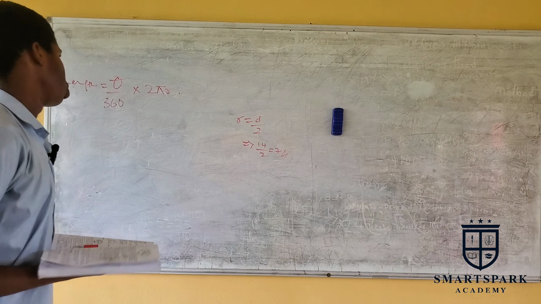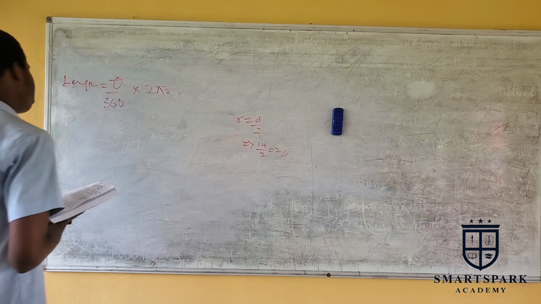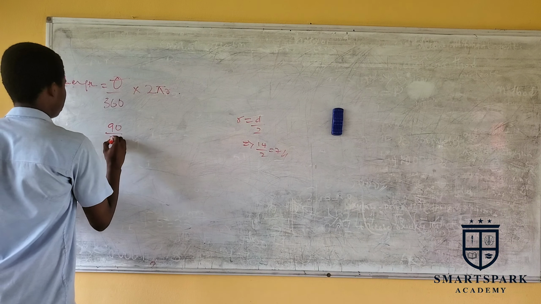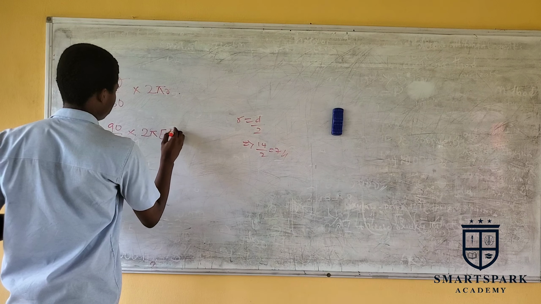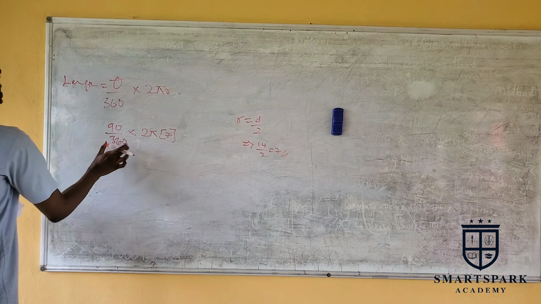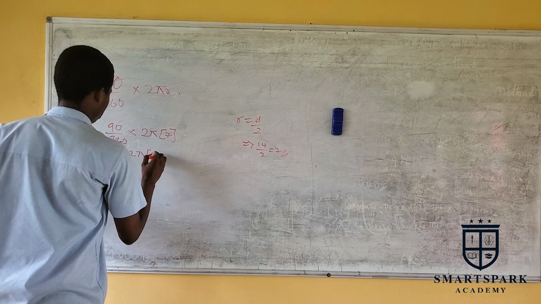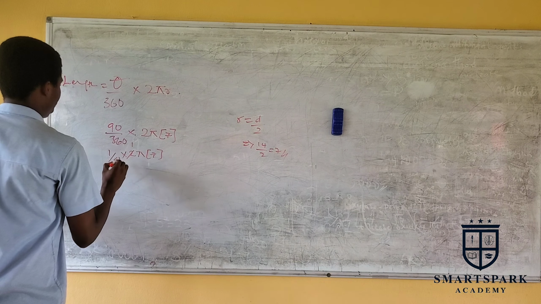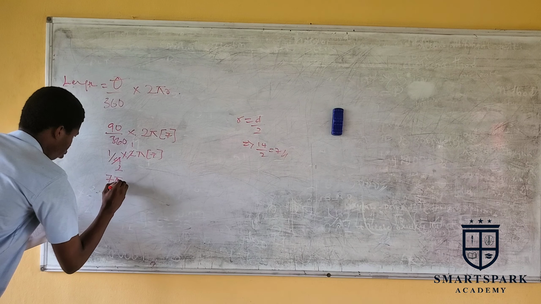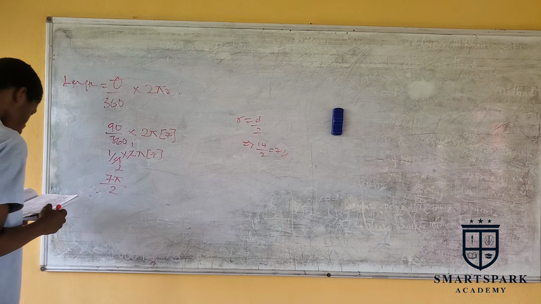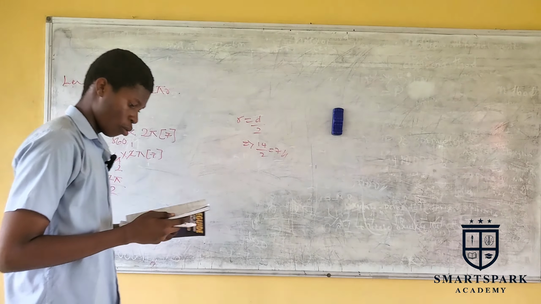So now we are going to input it into this equation. They said the angle which the arc subtends is 90 degrees. So it's 90 over 360 times 2 pi r, which is 7. So this is going to give us 1 over 4 times 2 pi 7. This cancels, 1 over 2. So this is 7 pi over 2. Yes, we're on track. So that is the answer for question 34.